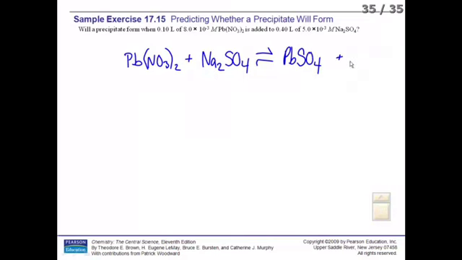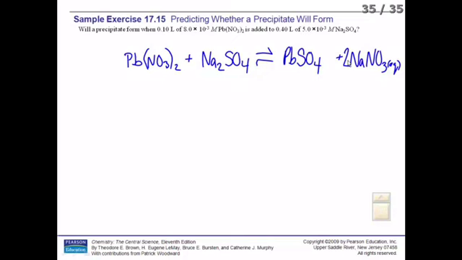And then the other product that you're going to get is sodium nitrate. Sodium nitrate, anything with a sodium ion is going to be soluble, so this is your aq. These are your spectator ions, and to balance it, I'll put a 2 in the front. Right, I like to see the reaction.